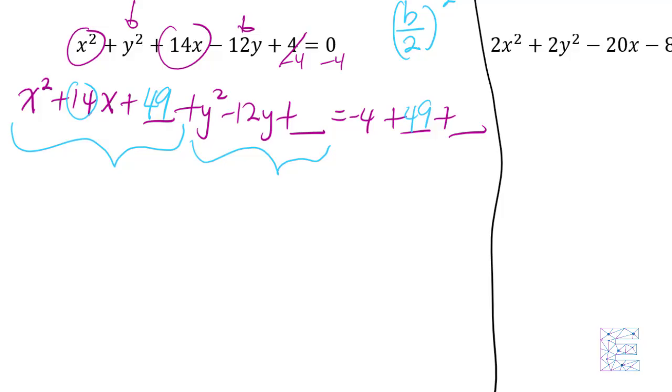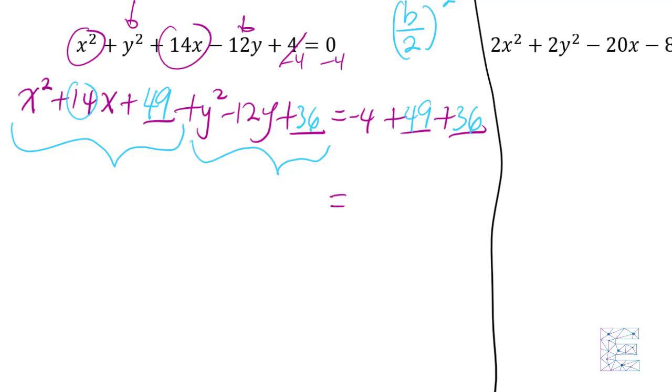On to the second one. So our b value this time is negative 12. Negative 12 divided by 2 is negative 6. Negative 6 squared is positive 36. So this will be a 36. And of course, that will be a 36 as well. And now let's continue working on this problem.